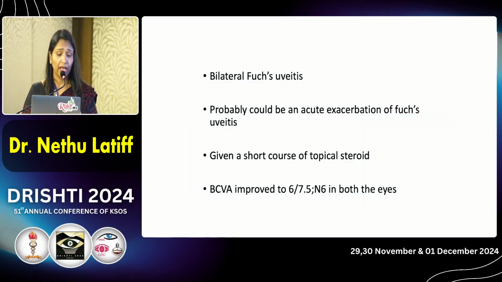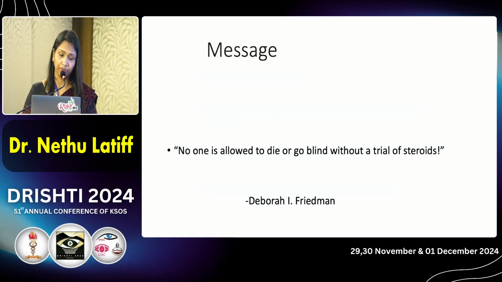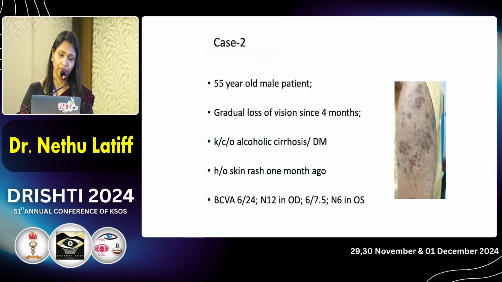So this is a case of bilateral Fuchs uveitis, probably an acute exacerbation of Fuchs uveitis. I started with a short course of topical steroid in this patient, and her BCVA improved in 1 month's time. So the message here is no one is allowed to die or go blind without a trial of steroids. Even though we know that steroid has a very limited role in Fuchs uveitis, in such a case scenario, I don't think it's a harm to try a course of topical steroids under careful monitoring of the intraocular pressures.